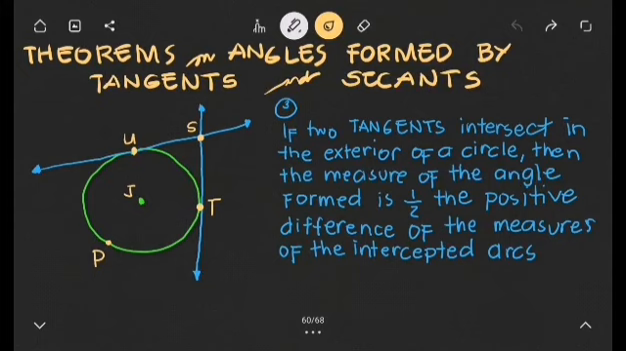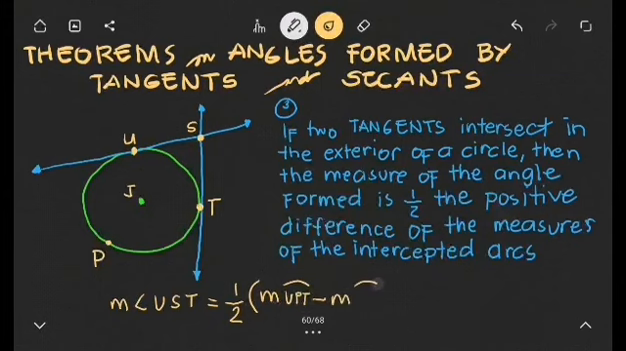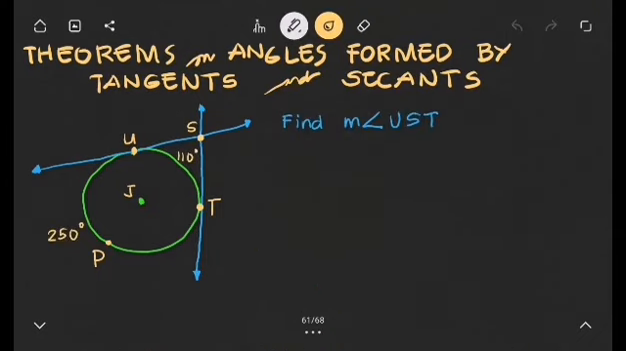So kung kukunin natin ang sukat ng angle UST. Again, this is equal to 1/2 the positive difference of the intercepted arcs. So we have the measure of arc UPT minus the measure of arc UT. Okay, so lagyan natin ng measurement. So let's say, again, measure of angle UST.